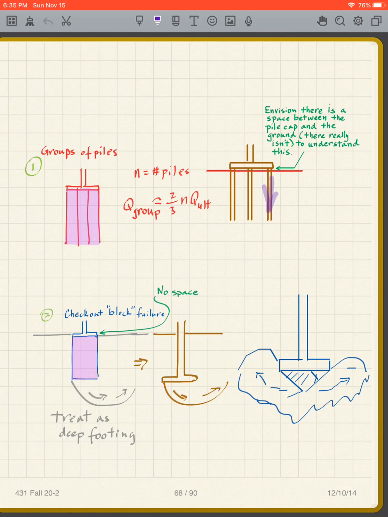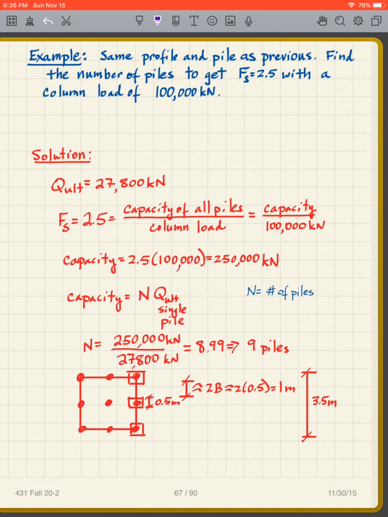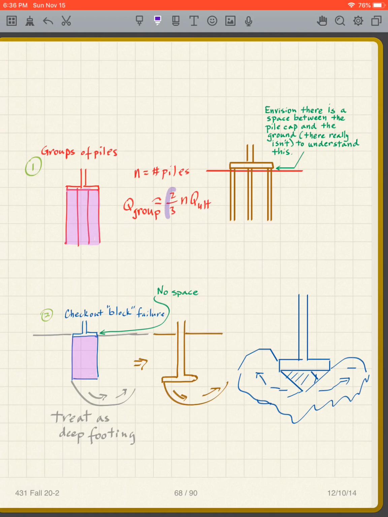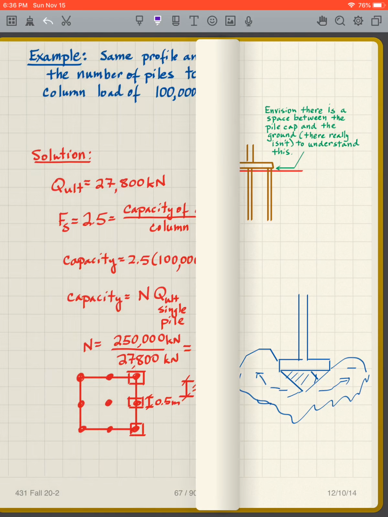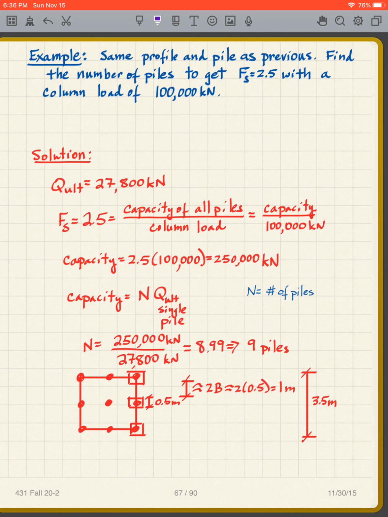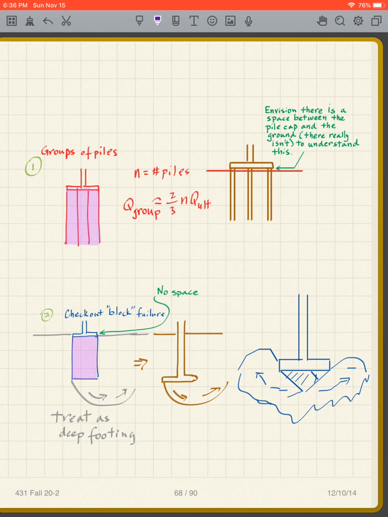So what people do to account for the effect of the piles being close together is to reduce the group capacity to be 2/3 of n times the Q ultimate for 1. So what we did previously is conceptually okay, but now I would want to put in another fudge factor there, 2/3. So that I'm going to get a reduction here, and then I need more piles, and I'm not going to go through that.